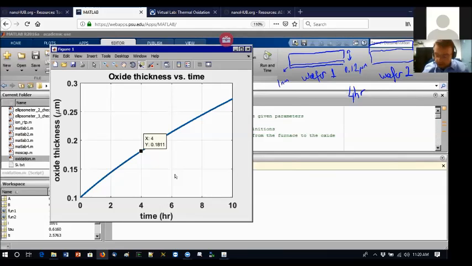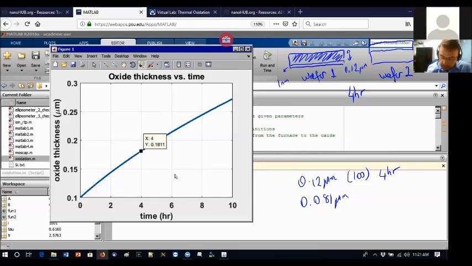Okay, I know it's not super visible there, but let me repeat the results. In the first case, for the first wafer, I had a native oxide, and I grew 0.12 micrometers on this 100 plane for 4 hours. And in the second case, for the wafer 2, I had an initial 100 nanometer oxide, so I was only able to grow 0.081 micrometers on the same 100 for 4 hours.